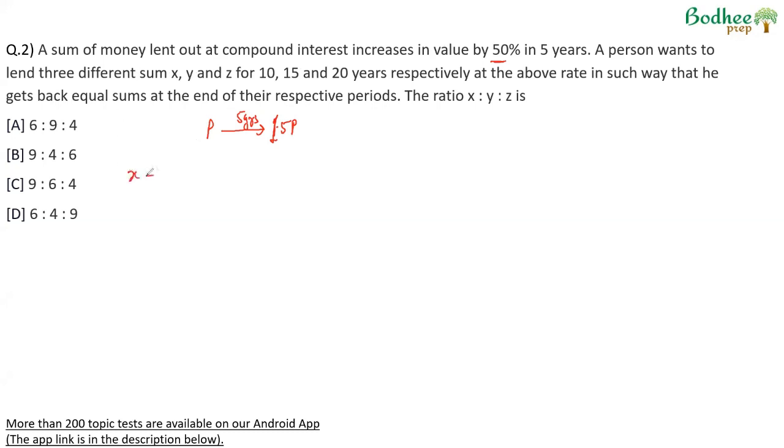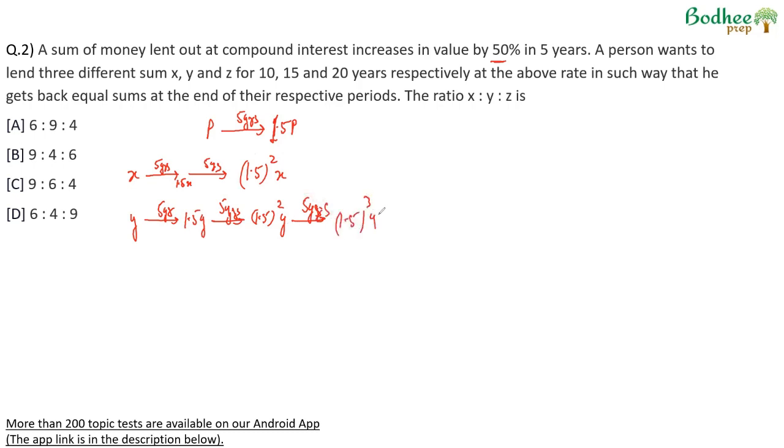Now x is lent for 10 years, so 5 years and 5 years. We can see that in the first 5 years, it will become 1.5x. In the next 5 years, this entire amount will get multiplied by 1.5, and therefore, after 10 years, we'll get 1.5 square of x. If we look at y, in the first 5 years, it will become 1.5y. In the next 5 years, this entire thing will get multiplied by 1.5, so 1.5 square y. In the next 5 years, 15 years complete, this will get multiplied by 1.5 times again. In case of compound interest, the multiplying factor is same.